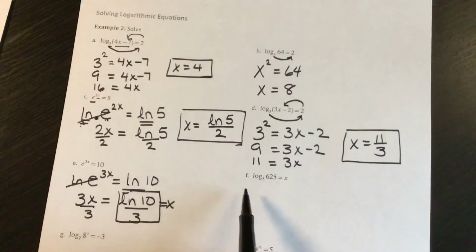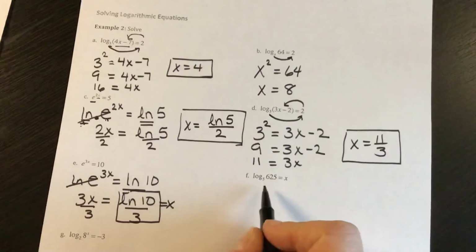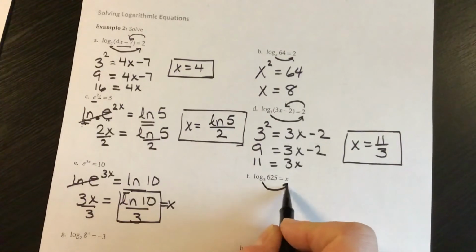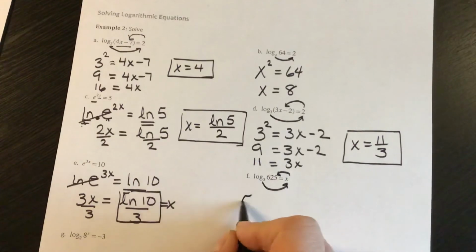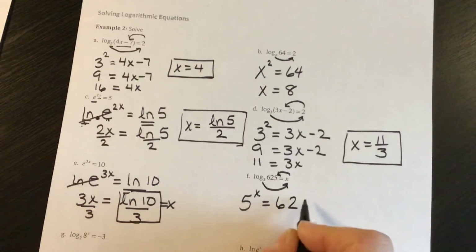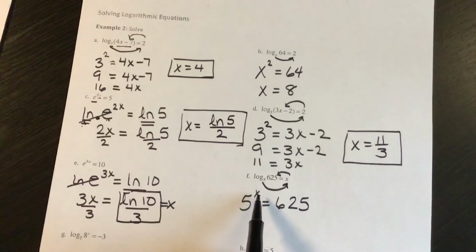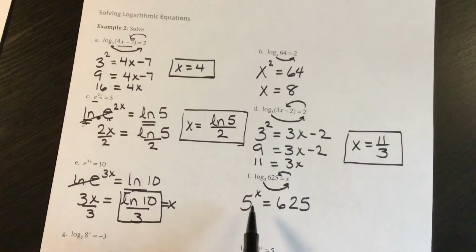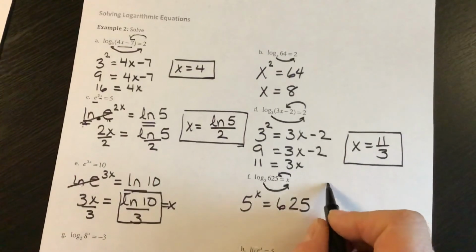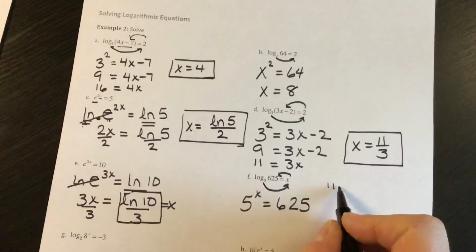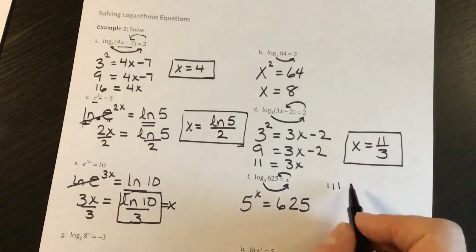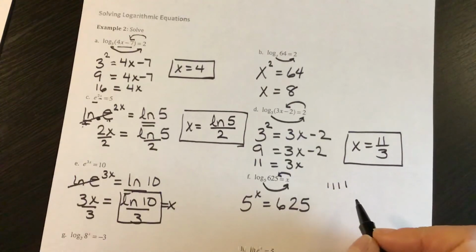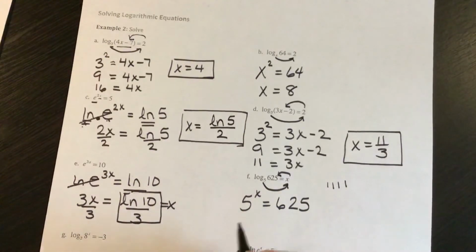All right, so on F, write the exponential sentence. 5 to the x power is 625. Okay, so I want to know what exponent would give me 625 with 5 as the base. So I'm going to count by 5. 5 times 5 is 25, times 5 is 125, times another 5 is 625. So I multiplied 4 5s together, so x is going to equal 4.